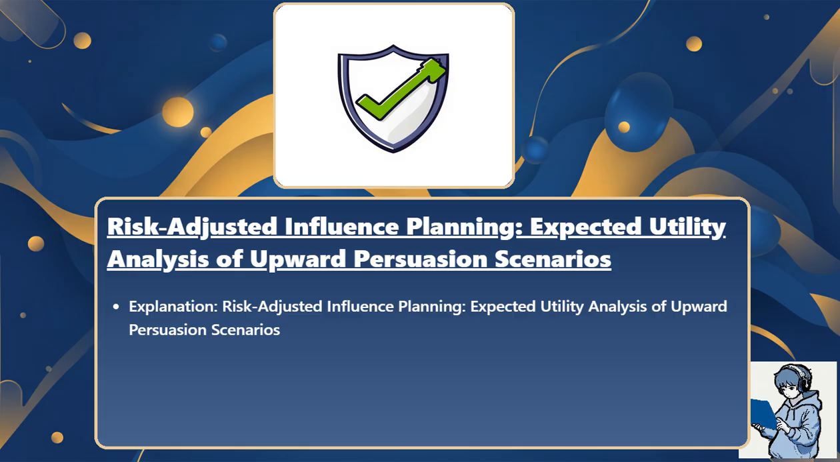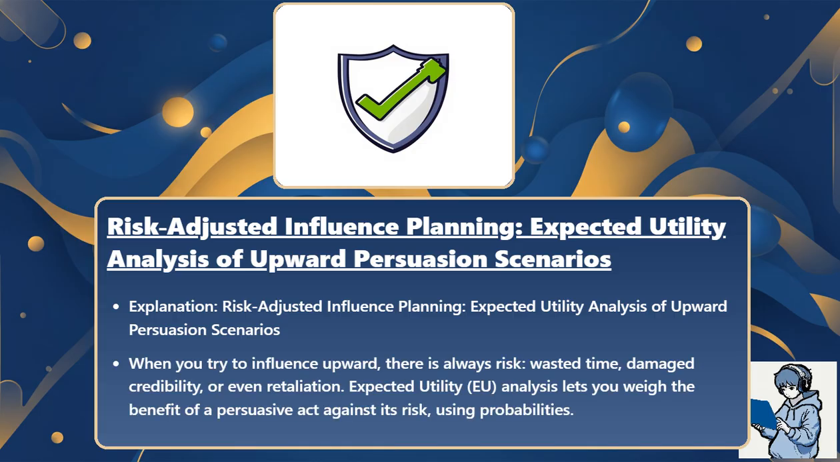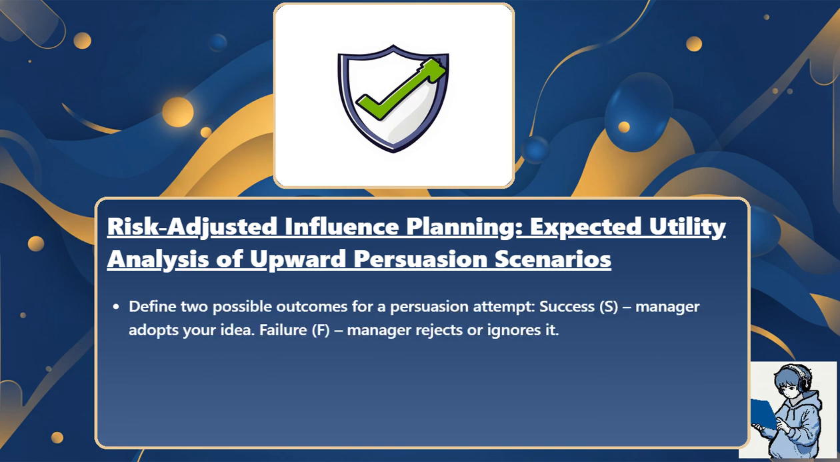Explanation: risk-adjusted influence planning. Expected utility analysis of upward persuasion scenarios. When you try to influence upward, there is always risk: wasted time, damaged credibility, or even retaliation. Expected utility (EU) analysis lets you weigh the benefit of a persuasive act against its risk, using probabilities. Define two possible outcomes for a persuasion attempt. Success: S. Manager adopts your idea. Failure: F. Manager rejects or ignores it.